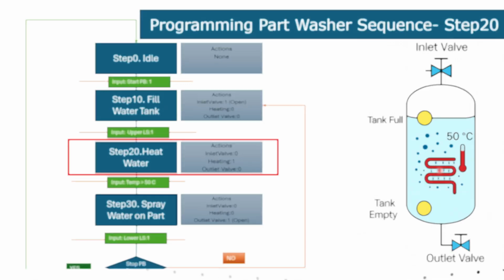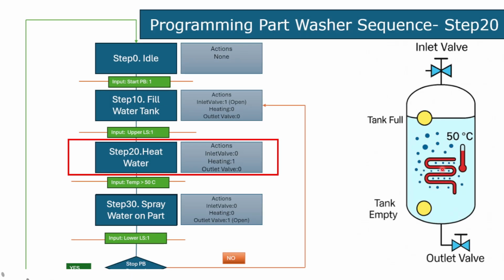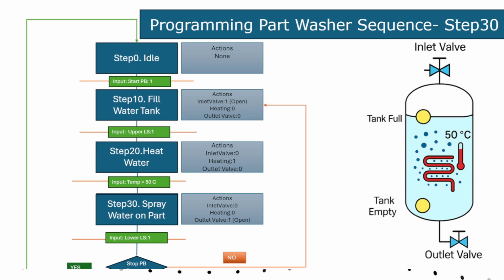And in step 20, the action is heating. So we turn on the heater coil, and the transition condition to move from this step to the next step is to wait for the temperature to reach 50 or greater. Once the temperature of the water is equal to 50 or greater than 50, then we move into the next step, which is step 30. So we're just showing the conditions. And now we are in step 30.